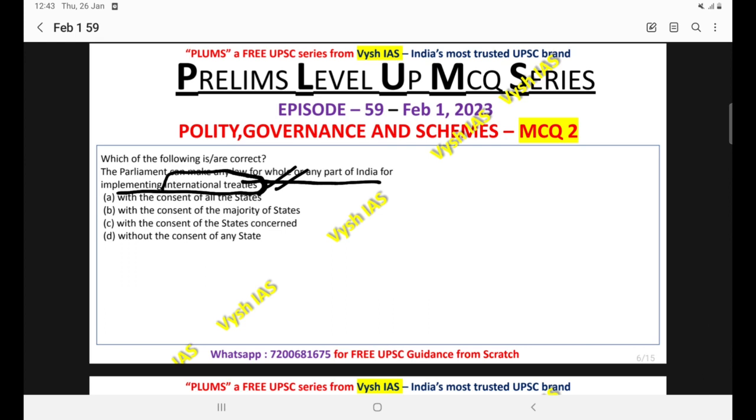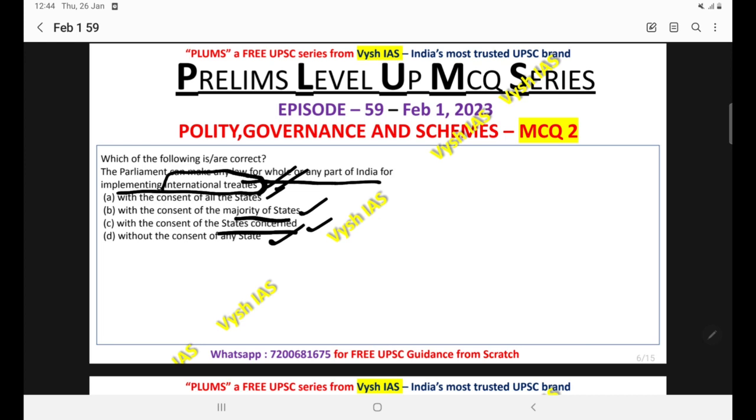You can look at the options. The options are talking about the consent of states, whether the consent of the states is required and how many states, whether the majority of the states or some states can agree. The options are framed like that. The first is with the consent of all the states. The second is with the consent of a majority of the states. The third is with the consent of the states concerned. And the fourth is without the consent of any state.